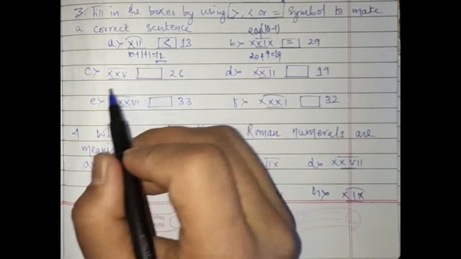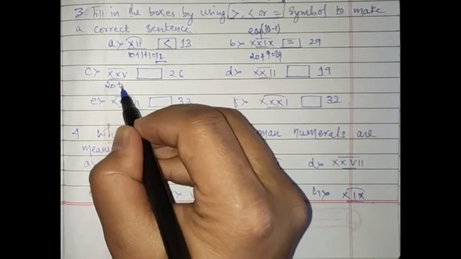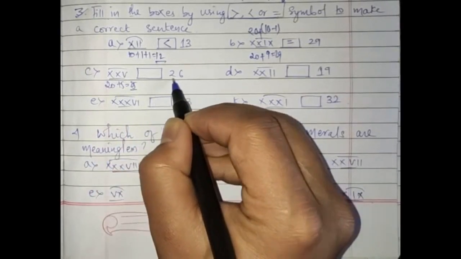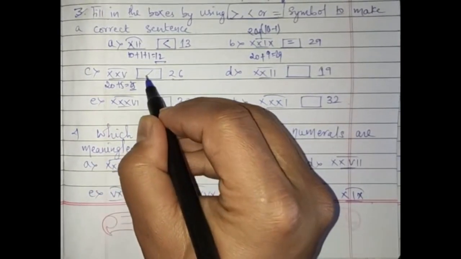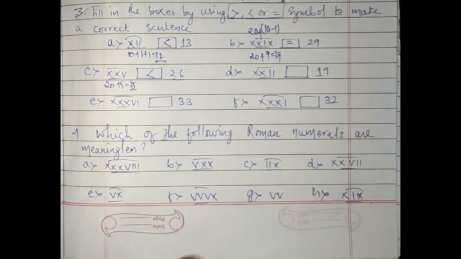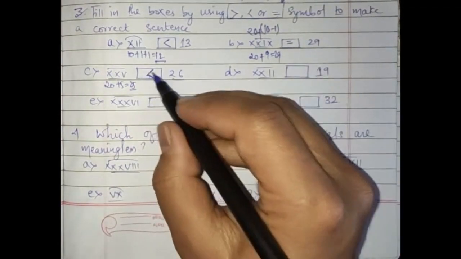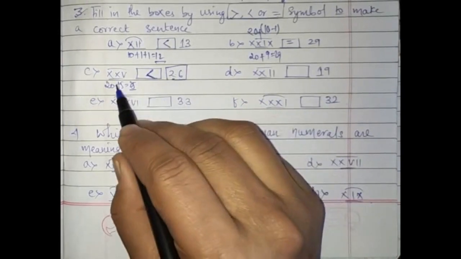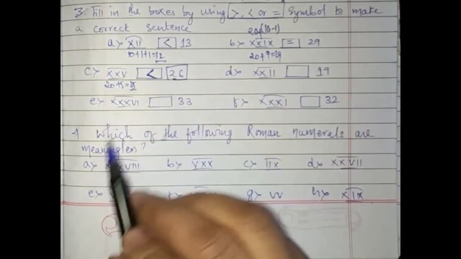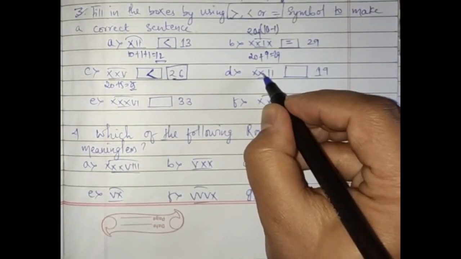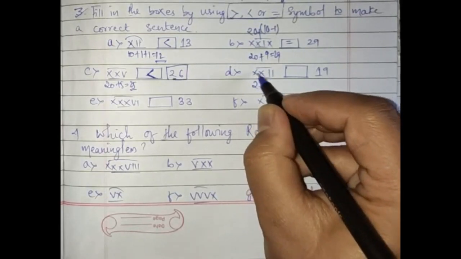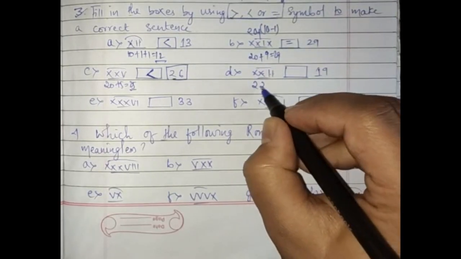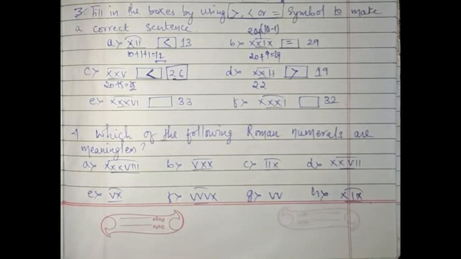So XXV is 20 plus 5, which is 25. Which is bigger, 25 or 26? 26 is bigger. So this sign will be the less than sign, because 26 is greater. So 26 is greater than 25, or 25 is less than 26. Similarly, 20, 21, 22, so 22 is greater, so this will be the sign.